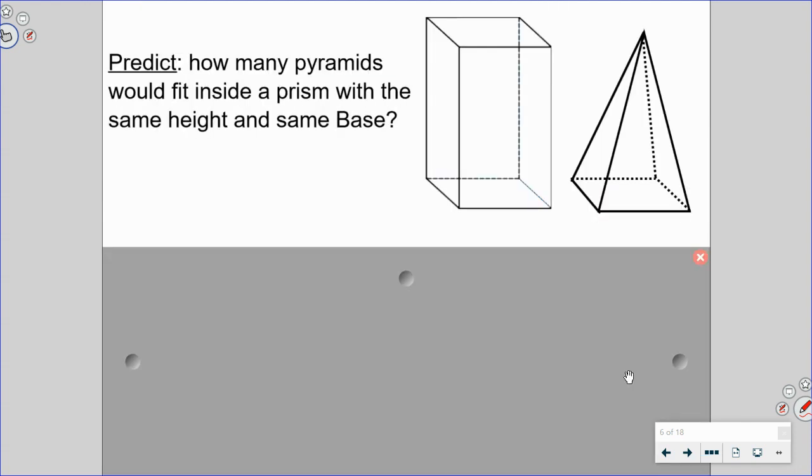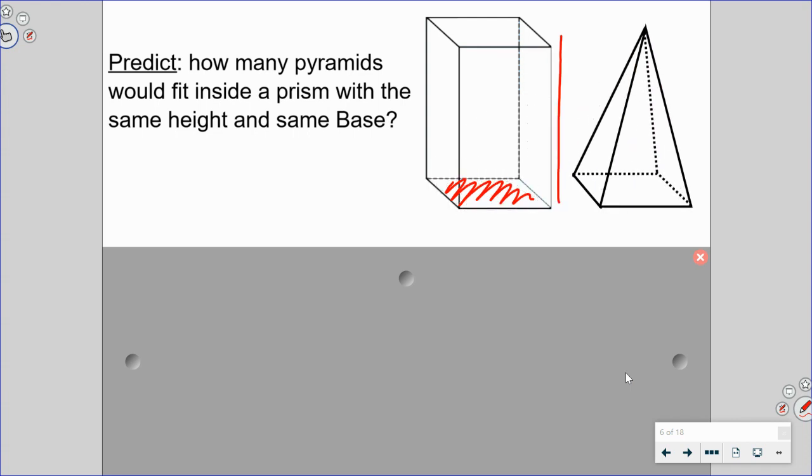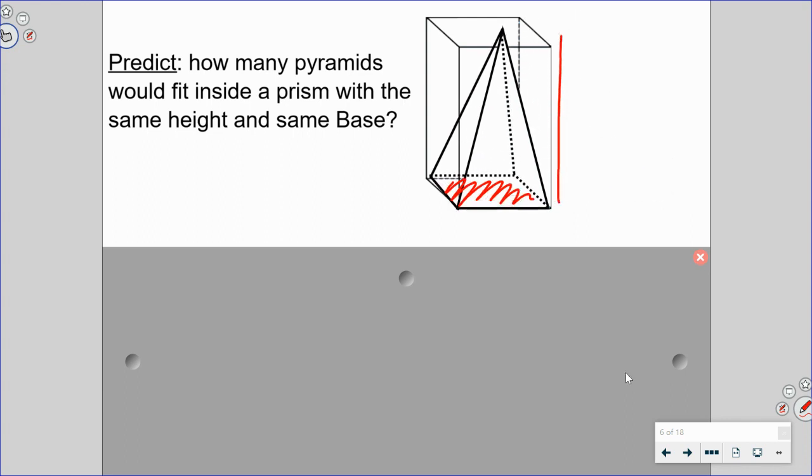Now, before we do anything, I'm going to show you a couple videos, but I want you to make a prediction first. I want you to predict how many of these pyramids, or any pyramid for that matter, would fit inside a prism with the same height and the same base. Again, if I remove this, I'm asking if you could crunch up, slice up, and wedge in, how many pyramids would fit inside a prism with the same height and same base.